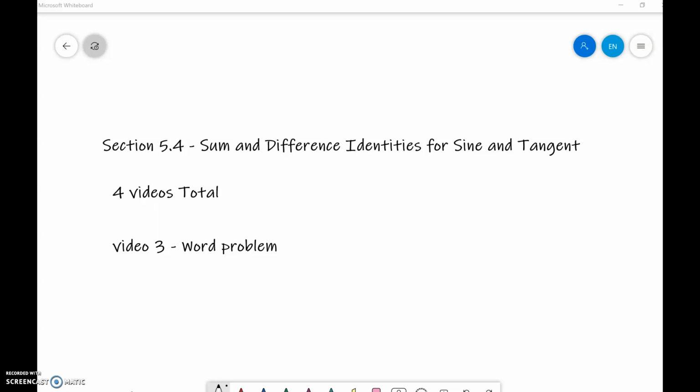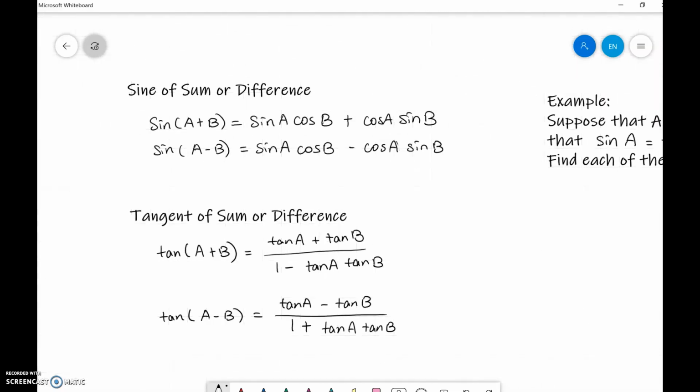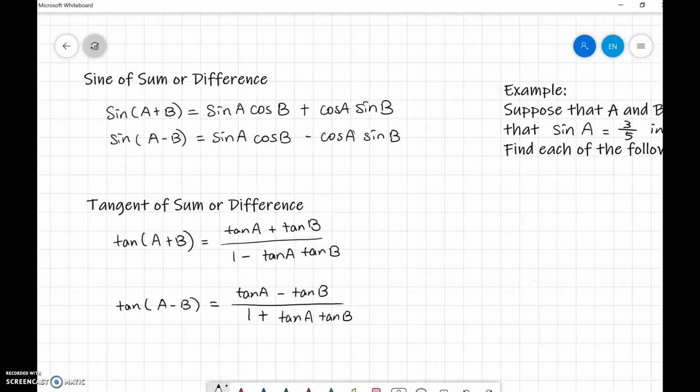This is the lecture video for section 5.4, video 3. In this video, we're going to do one word problem. So really quickly, we're going to just quickly review the four formulas, identities for sine and tangent. So those four are the ones we're going to use today.